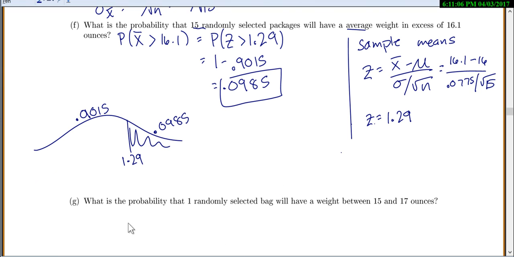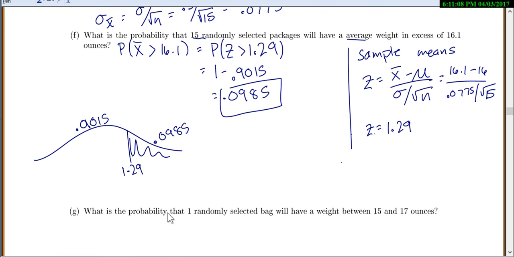Now part G though, notice I'm going to change it up a little bit. So we can do all of this with the same initial setup, okay, but now it's kind of a slightly different topic. It says, what is the probability that one randomly selected bag will have a weight between 15 and 17 ounces?